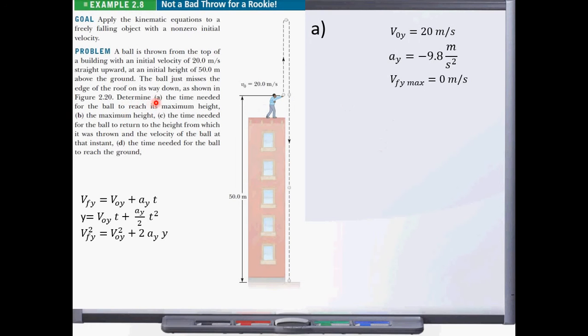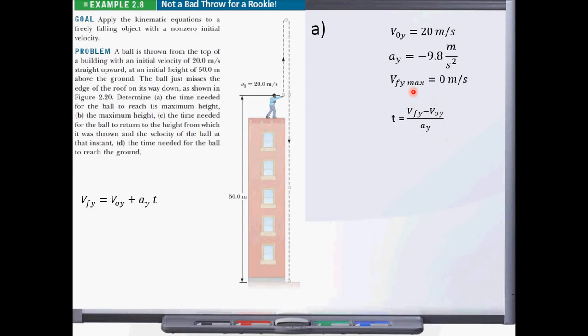According to the problem, you want the time needed for the ball to reach its maximum height. Okay, so we want time, and we have initial, final, and acceleration. As you can see, initial, final, acceleration, and we want time, so the first equation is the one that we can use here, right? Okay, so the only thing that you have to do is isolate the time from this equation, leave the time alone, like this. Okay, and then replace the values that you have.